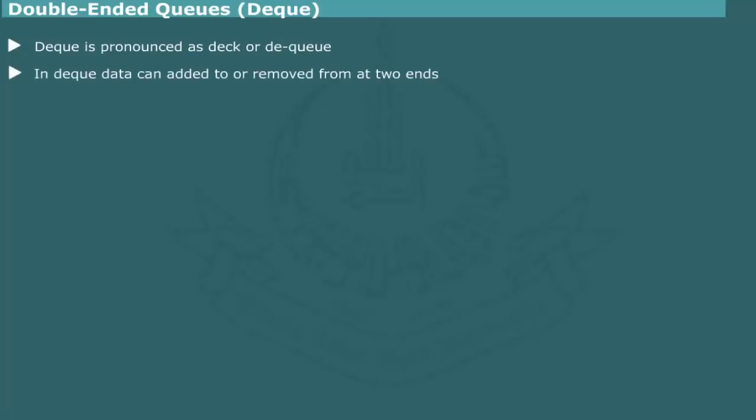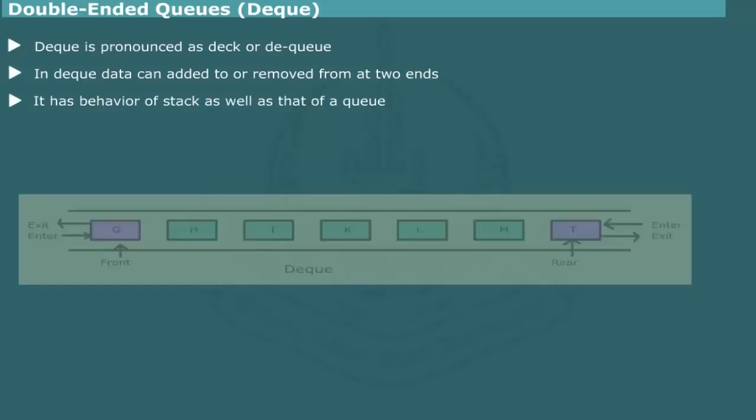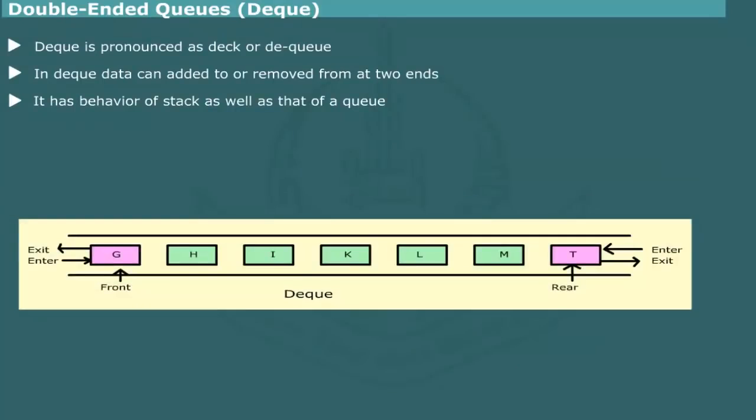Double-ended queue. An enhanced and more flexible version of queue is called DQ, which is pronounced as deck or D-Q. It is a collection of homogeneous data items in which data can be added to or removed from two ends. Thus, a DQ has the behavior of a stack as well as that of a queue. This figure shows an example of DQ.